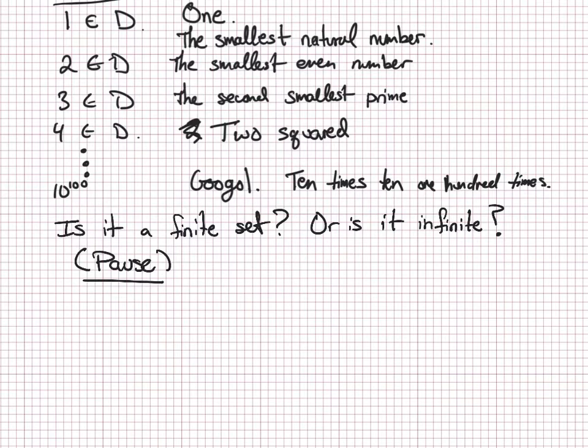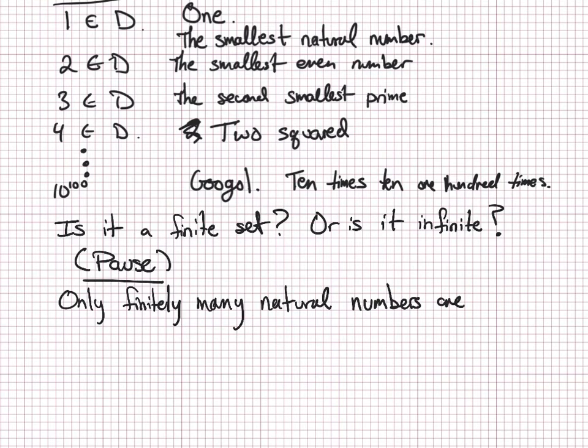So I claim that it has only finitely many elements. So only finitely many natural numbers are in D. Okay, so why is this? Well, there's only finitely many words.